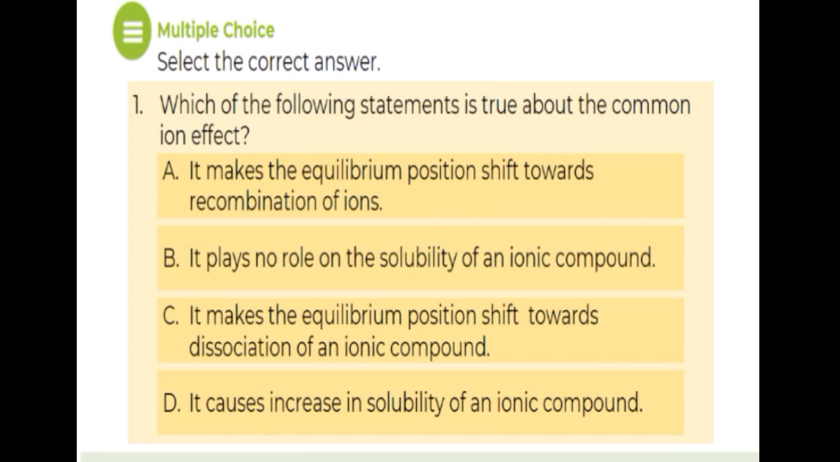Select the correct answer. Number 1. Which of the following statements is true about the common ion effect? A. It makes the equilibrium position shift towards recombination of ions. B. It plays no role on solubility of an ionic compound. C. It makes the equilibrium position shift towards dissociation of an ionic compound. Or D. It causes increase in solubility of ionic compound.